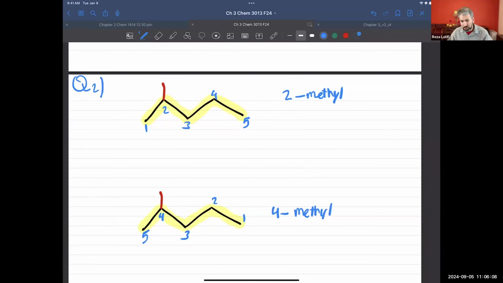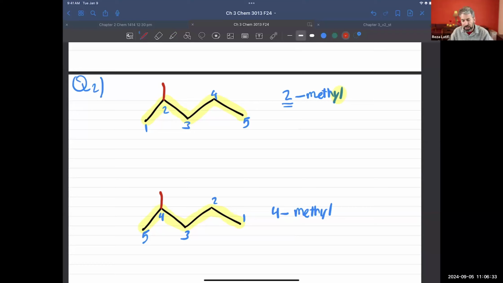Which one is going to be the correct way to label it? Give the smallest possible number to your substituent. So one of them says 2-methyl, the second is 4-methyl. So 4-methyl will be wrong. So 2-methyl, on the second carbon I have a methyl, and I want to say that this is attached to something, so I say 2-methyl.